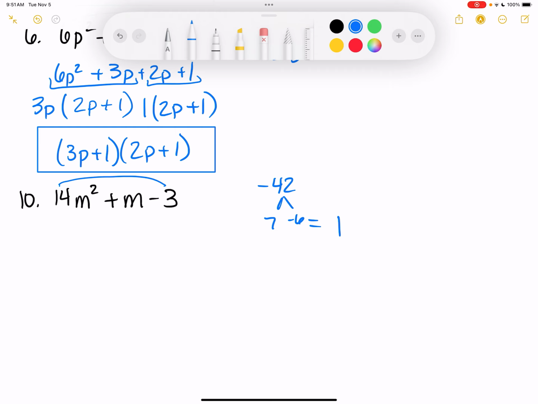So in this one, 7 doesn't really pair with 3, 6 could pair with either one. Yeah, it's obviously negative 6. But 7 does pair with 14 well, so I'm going to do that. If you do it the other way, you will get to the same end answer. Your middle step's just going to look different in terms of what you're factoring out. So 14m squared plus 7m minus 6m minus 3.